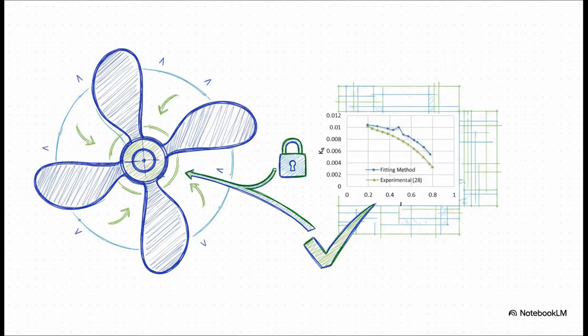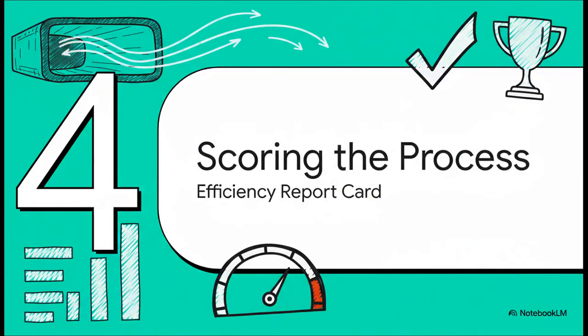The match is fantastic. This is what validation looks like. This proves that the digital blueprint is trustworthy. Okay, so we've got a simulation we can actually believe in. That's huge. But now, how do we use it to measure if a new design is any better?